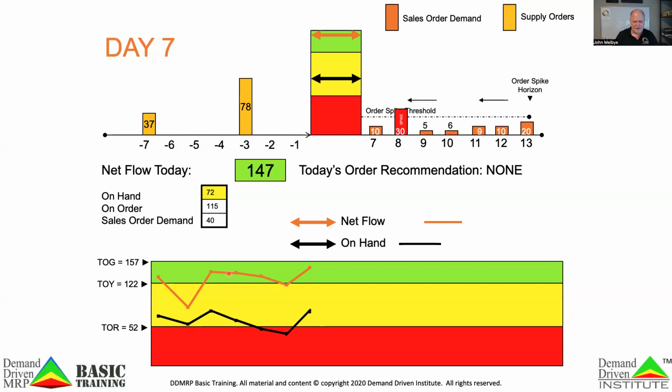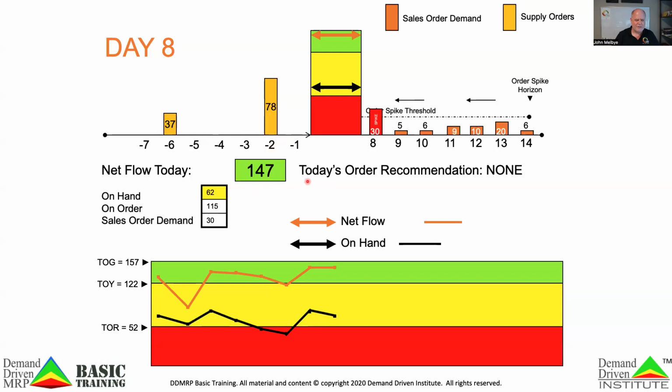My net flow, every time net flow drops into the yellow, we place an order up to the top of green. But of course, because we shipped out that day, the net flow doesn't go all the way up to the top of green. We have 72 on hand. We have 115 on order. Sales order demand of 40 because we're taking 10 plus the 30 of the spike. But our net flow is in the green at 147. We do not order.